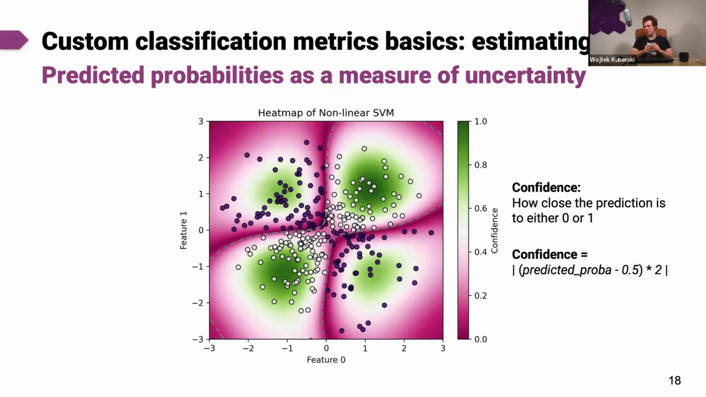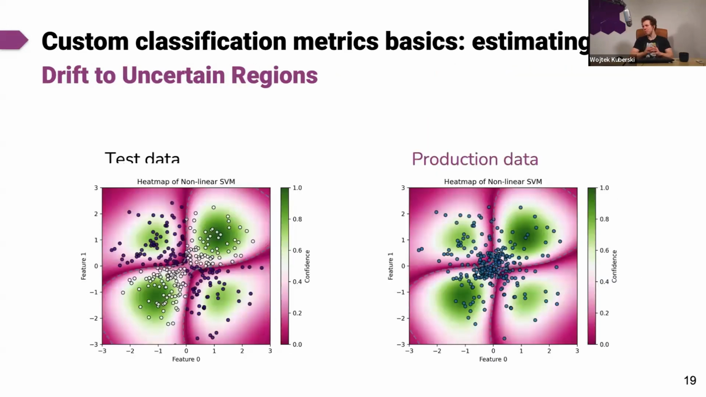And here we can see a very simple XOR problem where we have two classes, and we build a nonlinear SVM function that tries to predict whether a data point belongs to a positive or to a negative class. And we see this kind of beautiful dragon fruit picture of model confidence as a function of feature 0 and feature 1.